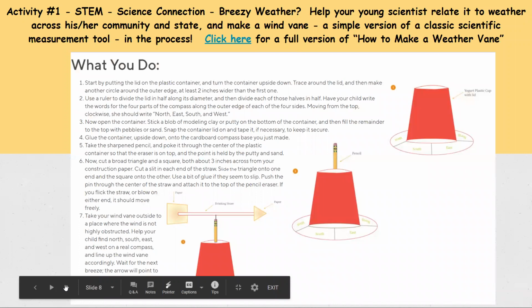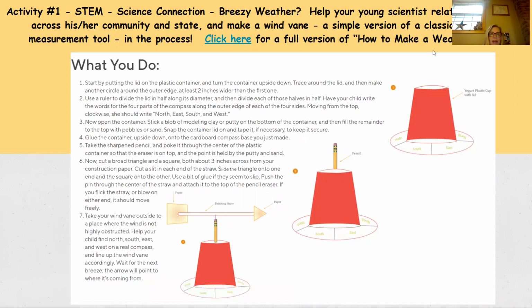Okay, boys and girls, after the read aloud, you have an option of a few extension activities. The first activity that you'll see here is how to make a wind vane, not a weather vane, Mrs. Vasquez. I'll go back and fix that for your slide when I send it to you. It says STEM, which is a science, technology, engineering, math connection. Breezy weather. Help your young scientist relate to weather across his or her community and state, and make a wind vane, a simple version of a classic scientific measurement tool.